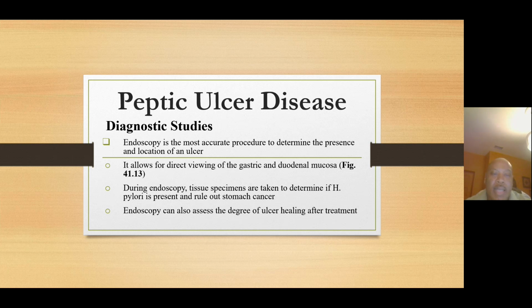Now, urea is actually a byproduct of the metabolism of H. pylori bacteria. So as the H. pylori bacteria goes through that metabolic process, it produces as a byproduct urea, which can be detected.